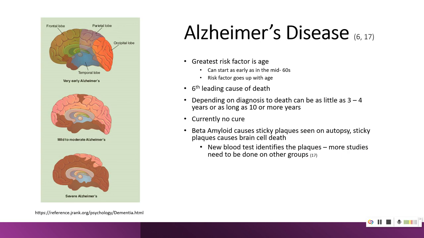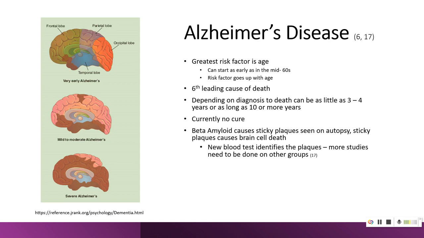So there are two well-known ways to identify if there are plaques in the brain, and we did talk about the autopsy. But they're also seeing that there is a blood test that can identify the plaques. You can possibly do a spinal tap to identify if there are plaques in the brain. And then there's a PET scan, and we'll talk about what it looks like on a PET scan in a little bit.